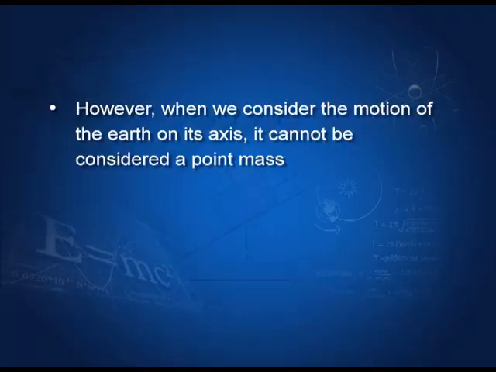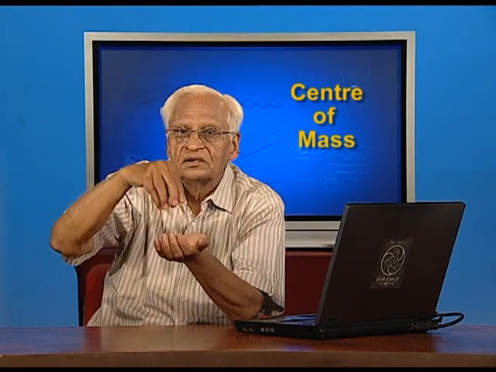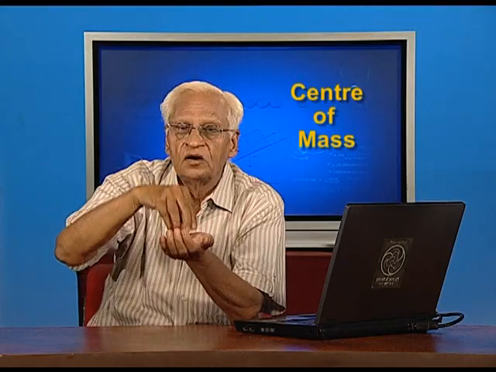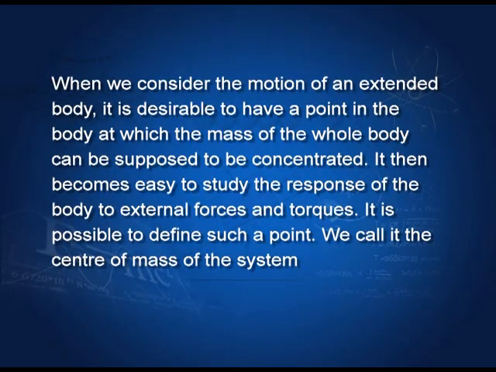However, when we consider the motion of the earth on its own axis, then we cannot consider the earth to be a point particle. It is then that we consider the earth to be an extended object. When we consider the motion of an extended body, it is desirable to have a point in the body at which the whole mass of the body can be supposed to be concentrated. It then becomes easy to study the response of the body to external forces and torques. It is possible to define such a point. We call it the center of mass.